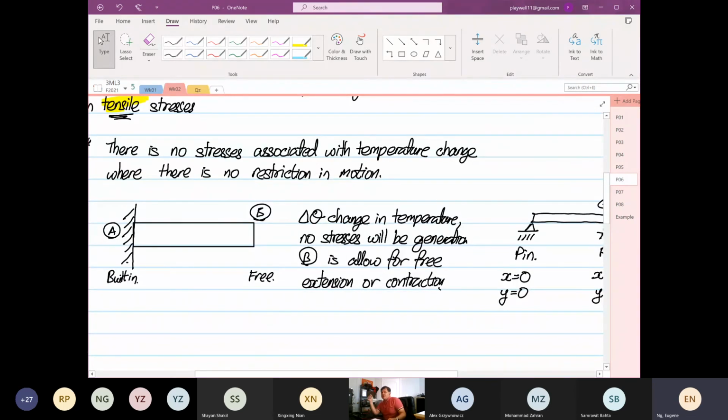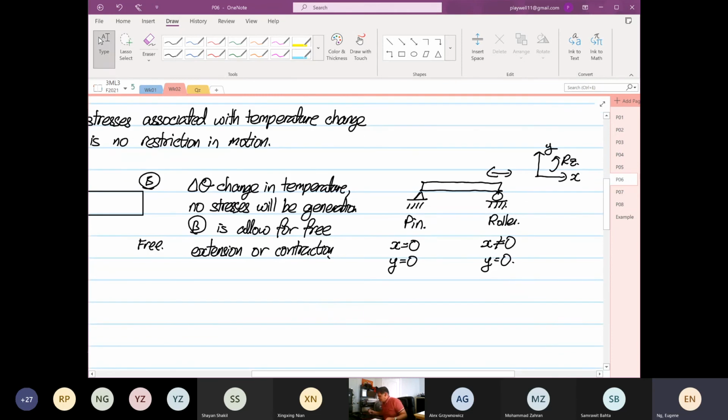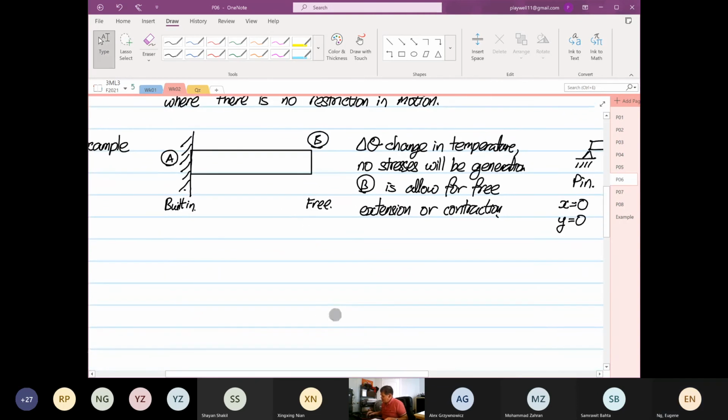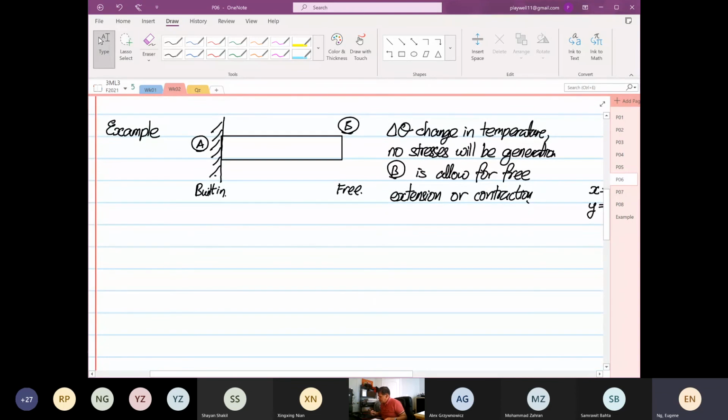So our temperature in Canada in summertime can be 40 degrees, and then in the winter time, within a day, you can change 20 degrees. That's why most bridges have one end pinned and the other end on a roller for that reason. Okay. Now, coming back to our example down here.